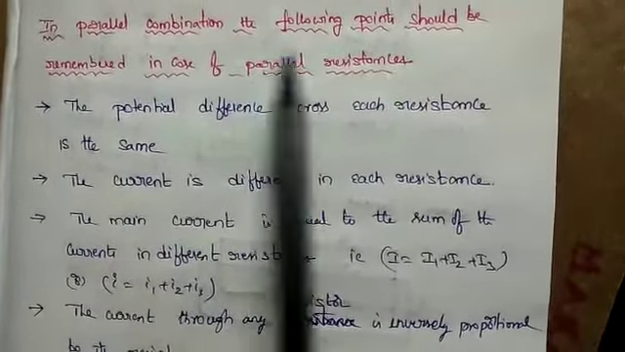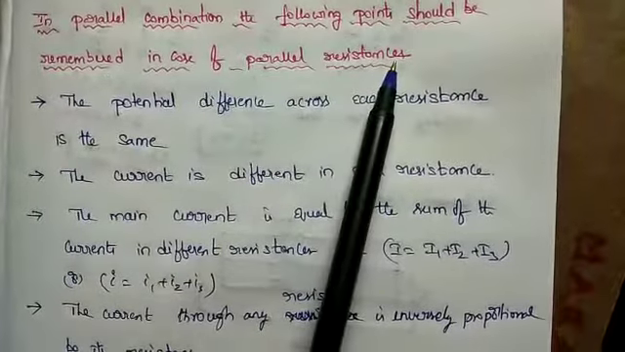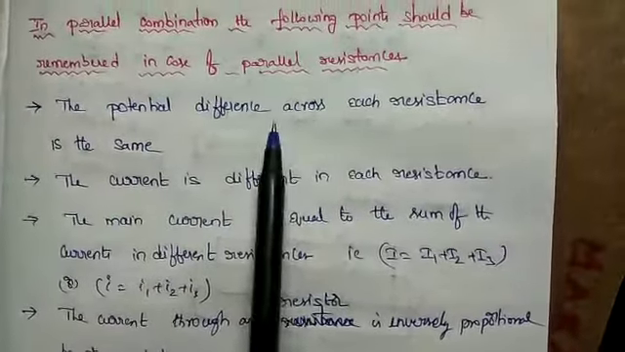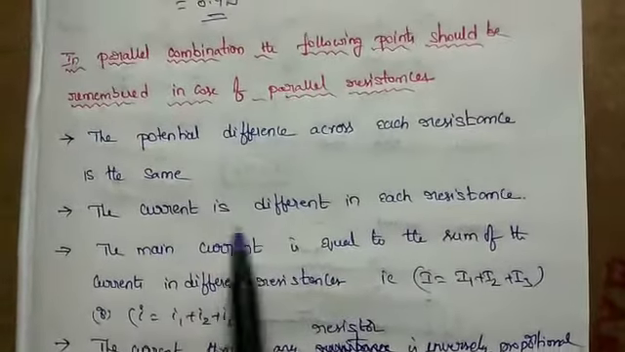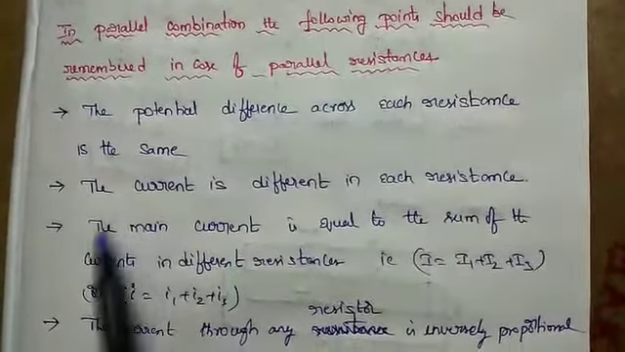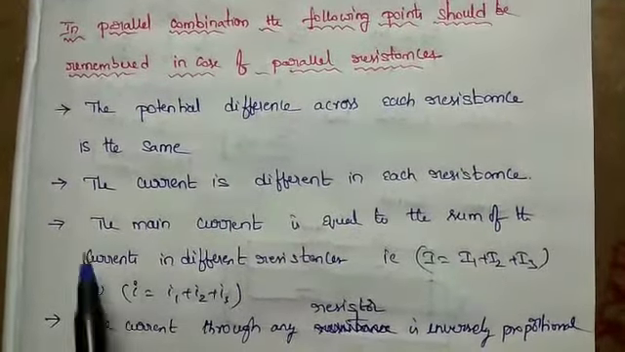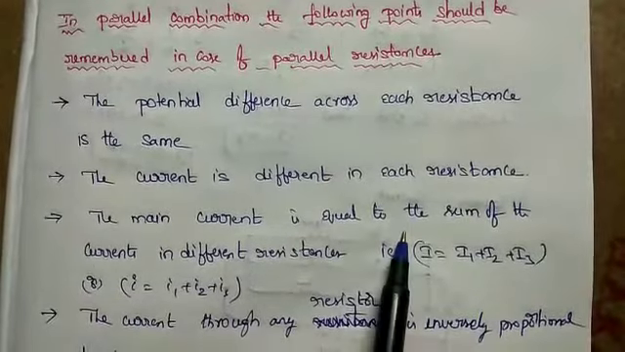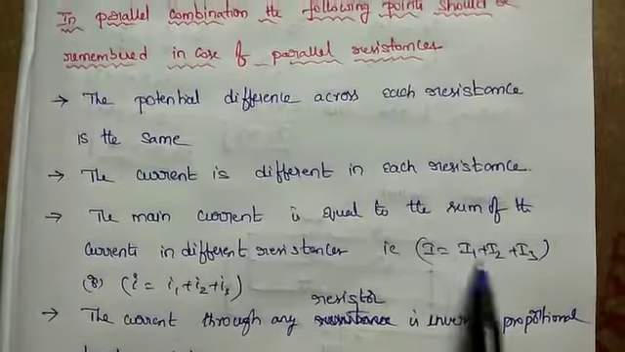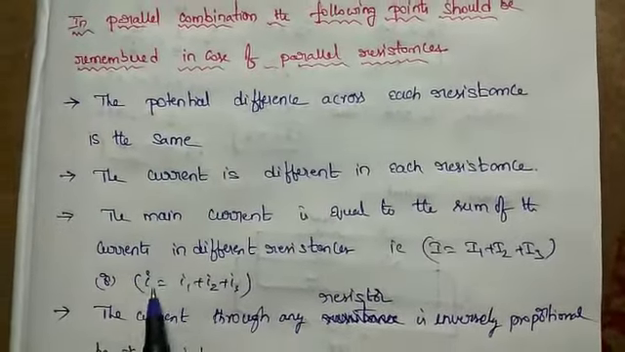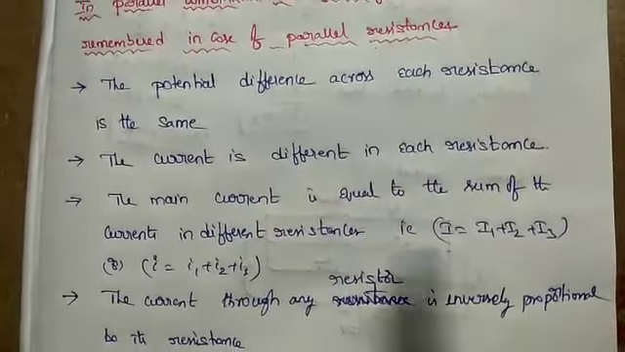In the parallel combination, the following points should be remembered in case of parallel resistance. The first point: the potential difference across each resistance is the same. The current is different in each resistance. We have to find the individual currents like this. The main current is equal to the sum of the currents in the different resistances. That means I is equal to I1 plus I2 plus I3, or small i is equal to small i1 plus small i2 plus small i3. Like that we can use capital I or small i.